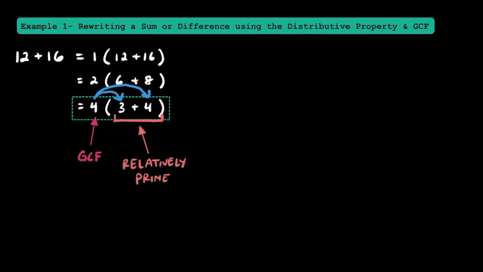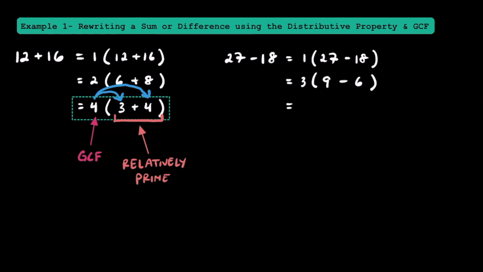Let's try another one here, but let's do 27 minus 18. Of course, we can start off by saying that we have one of these 27 minus 18s. 2 is not a common factor, so we can't pull out a 2, but we can pull out a 3 because that's a factor of both numbers. 3 times 9 is 27, and 3 times 6 is 18.